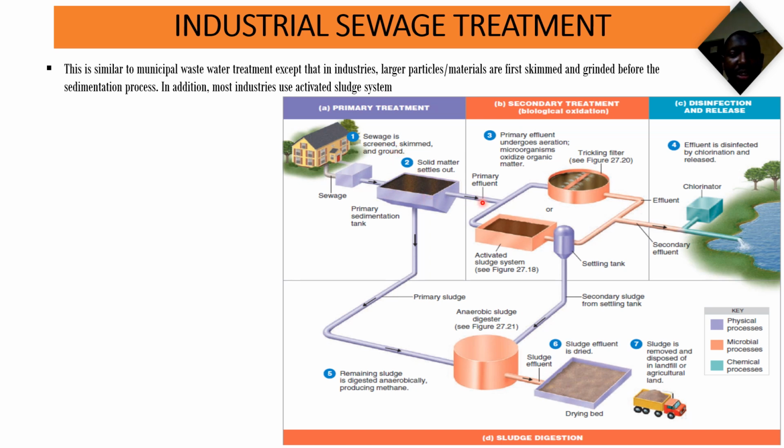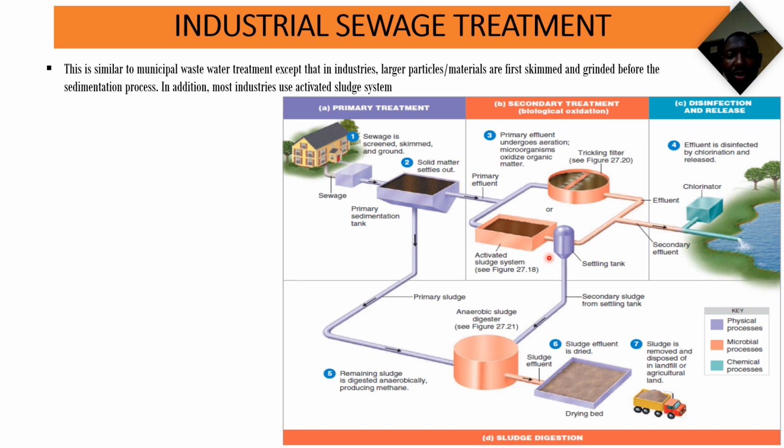And then in addition, most of the industries use activated sludge system, which we said is the most effective compared to the slow sand filter techniques. So they use activated sludge system for the treatment of the waste during the secondary treatment processes.